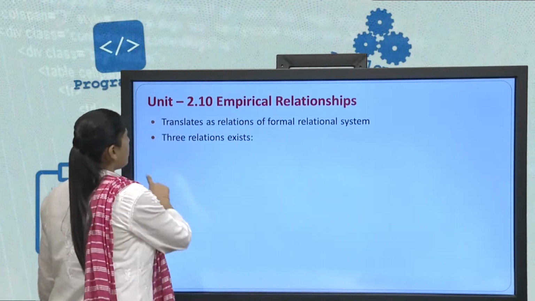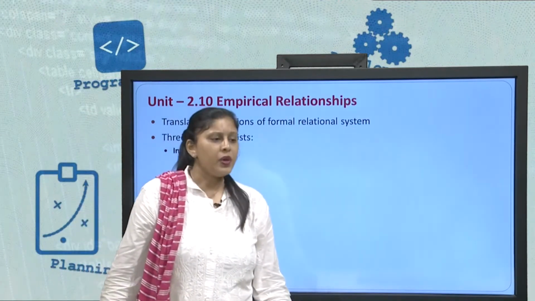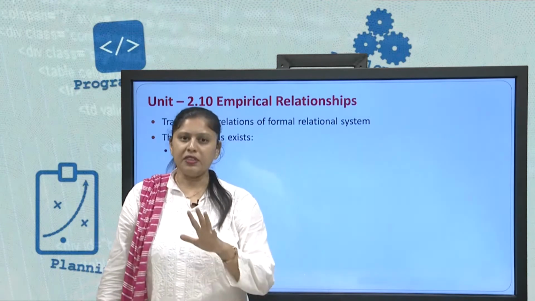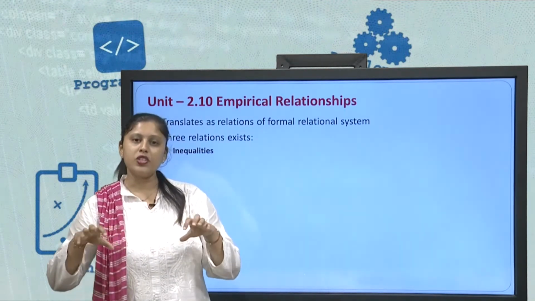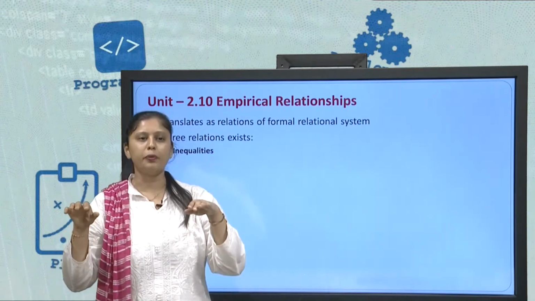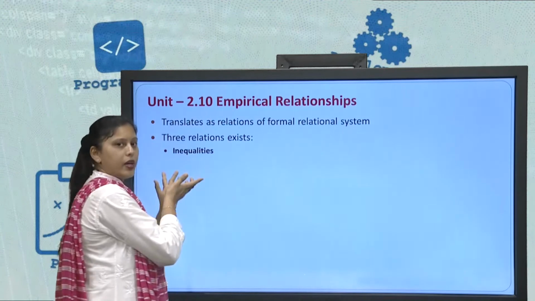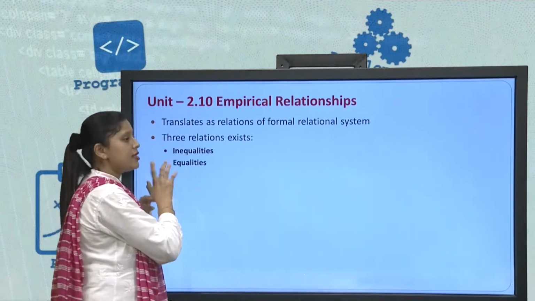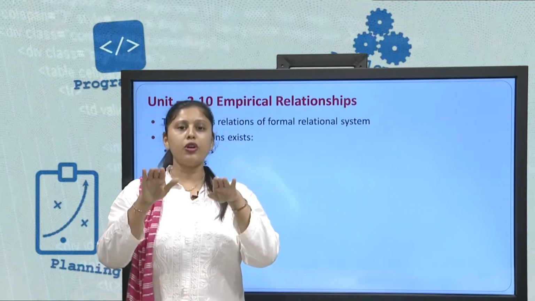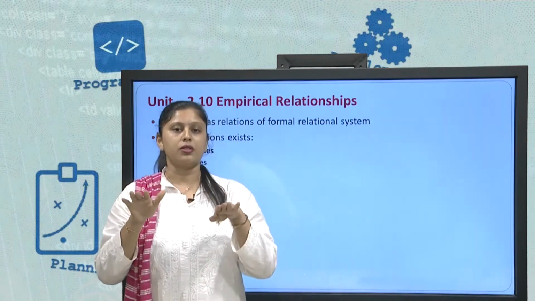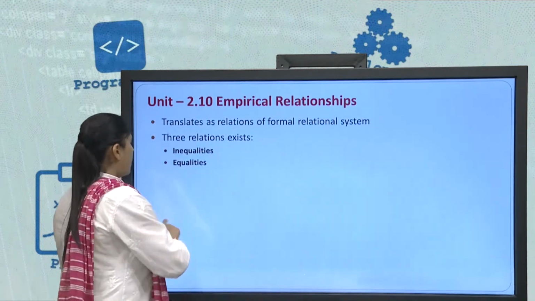There are 3 relations that exist. First is inequalities. Inequalities means if there is something which is different from one project to another project, or maybe one module to another module, we call it inequalities. Then we have equalities. If two modules have equivalent function, both of them have equal function, we call it equalities.